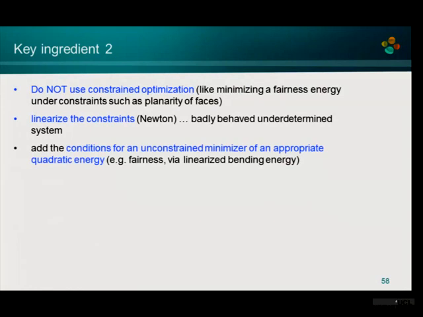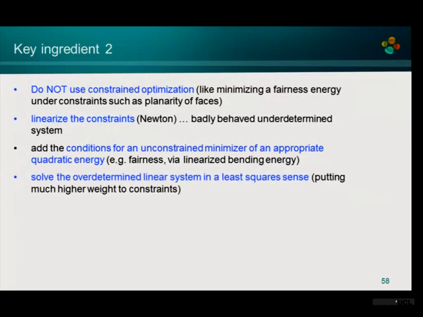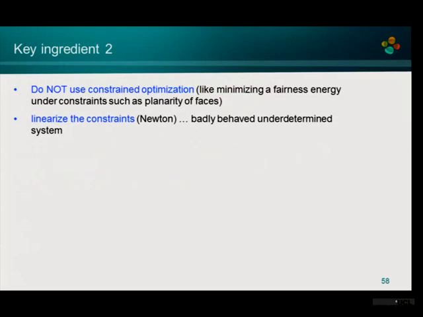And then we just add the conditions for an unconstrained minimizer of an appropriate energy, say fairness, and so on. So these are all linear equations, because we make sure that the energy is quadratic. And then, I forgot, when we linearize the constraints, we are still having a nightmare, because we will have a badly behaved, underdetermined system. Like if you have in 3D three planes which pass through a straight line, ideally, due to numerical errors, they will not pass exactly through a straight line, but the intersection can be anywhere, even at infinity. So it could be really bad.